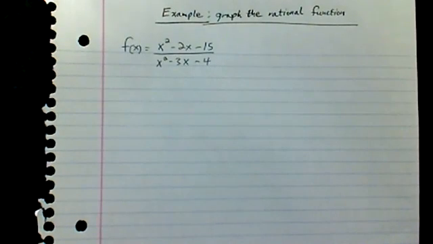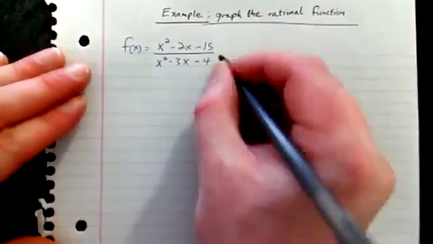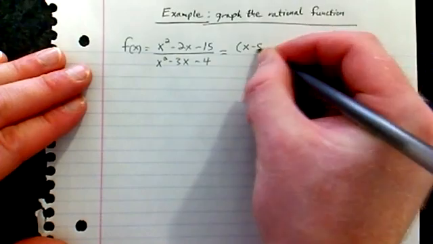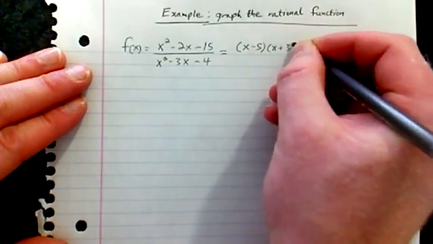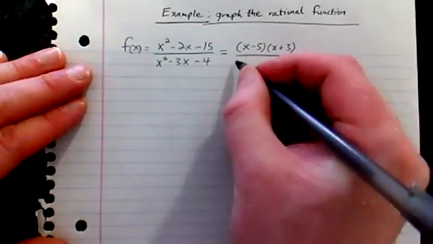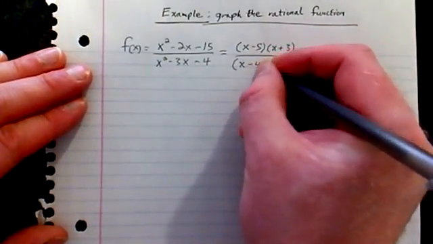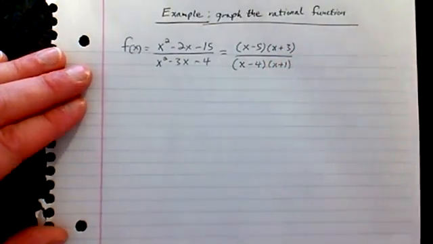Okay, guys, here's another example of graphing a rational function. They give us f of x equals x squared minus 2x minus 15, over x squared minus 3x minus 4. Notice this isn't nice and factored for us, so let's do that. I think the top factors as (x minus 5) times (x plus 3). And the bottom we can factor as, let's see, how about (x minus 4) and (x plus 1)?